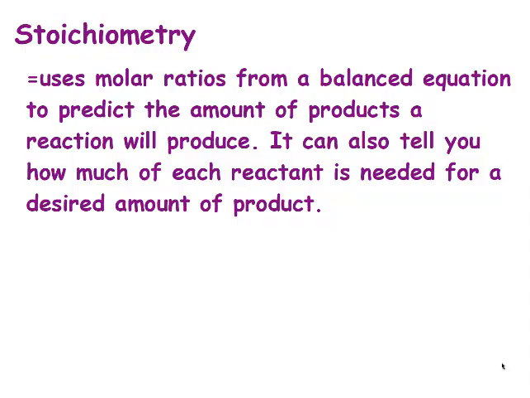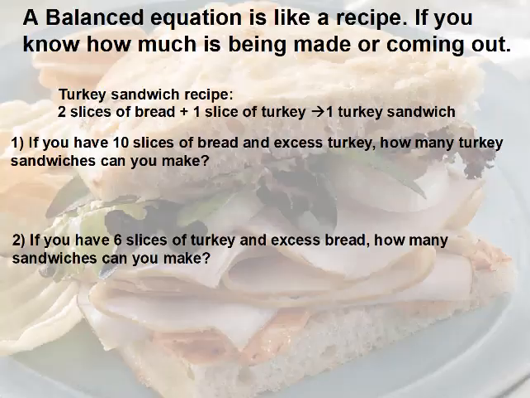Stoichiometry uses molar ratios from a balanced equation to predict the amount of products a reaction will produce. It can also tell you how much of each reactant is needed for a desired amount of product. Stoichiometry is kind of like a recipe. You can figure out how much you need and how much will be produced by using that balanced equation.